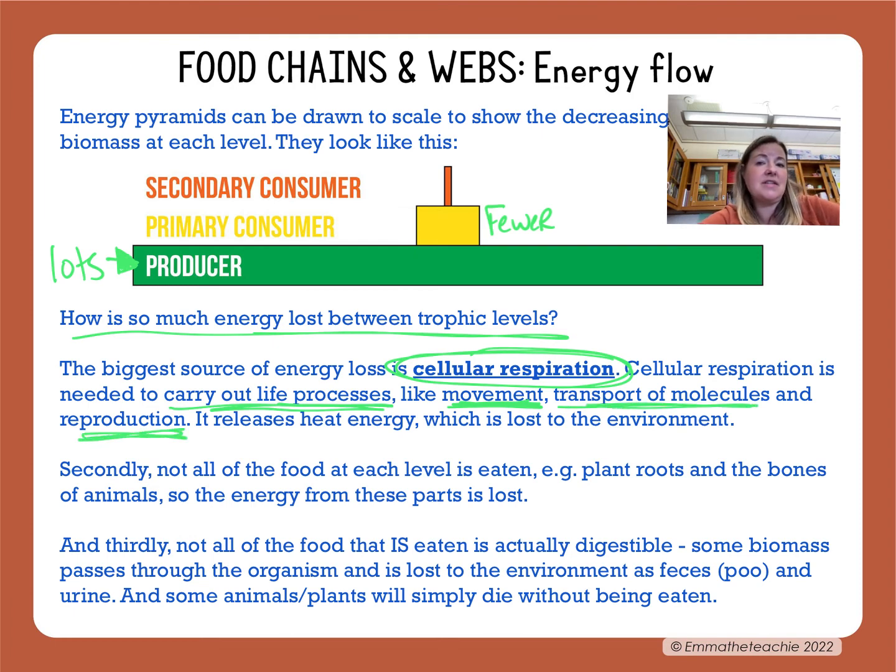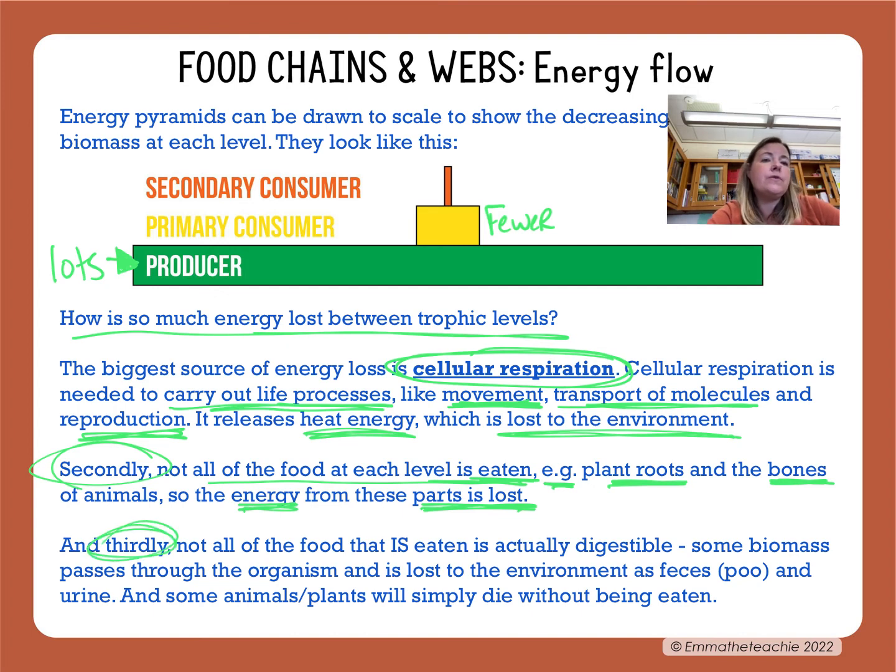When you do the process of cellular respiration, it releases heat energy. That energy gets lost to the environment. In addition, not everything gets eaten and passed up to the next level. For example, things like plant roots and bones are not often consumed, and so the energy from those parts gets lost and is not passed to that next level.